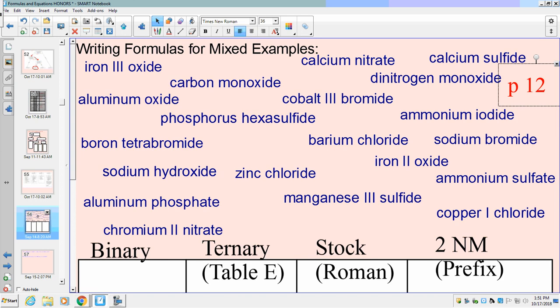We also need to be able to look at a bunch of names and turn them into formulas. So what's important here is deciding whether we actually have to worry about doing crisscross, or if the name itself tells us how many of each one we have. So this can actually be quite a bit easier.